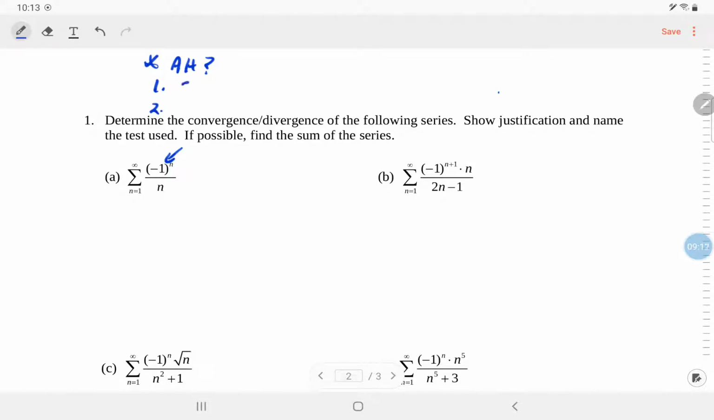That's where you look for a sub n to be decreasing, ignoring the alternating part. Whatever else is there, is it getting smaller or not getting bigger? And then lastly, does my limit as n approaches infinity equal 0? So let's look here. Alternating, yeah, I got -1 to the n. Check on the alternating part.